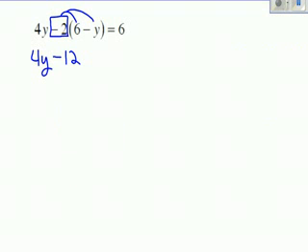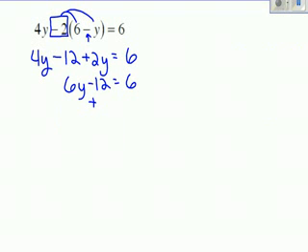So we get negative 12. Now negative times the negative, this is going to flip and become positive 2y. Now that only happens when there's a negative out front. If that was positive out front, we would not have to do the flipping. Obviously the 6 over here is unaffected. Combine our like terms, we got 4y and 2y, so 6y minus 12 equals 6.